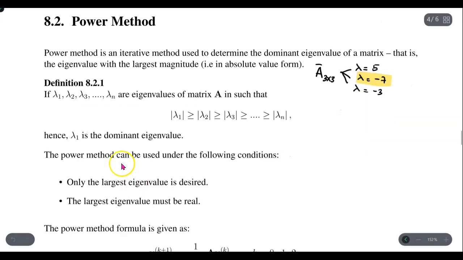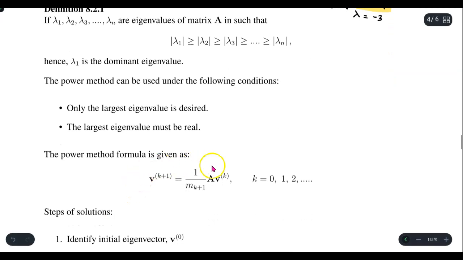All right. The power method can be used under the following conditions. The first one, only the largest eigenvalue is desired. It means the power method can only be used to determine the largest eigenvalue. We cannot use the power method to determine the smallest eigenvalue, or the eigenvalue in the middle. So it is used only to determine the largest one, the dominant eigenvalue. And the largest eigenvalue must be real, it cannot be a complex eigenvalue.